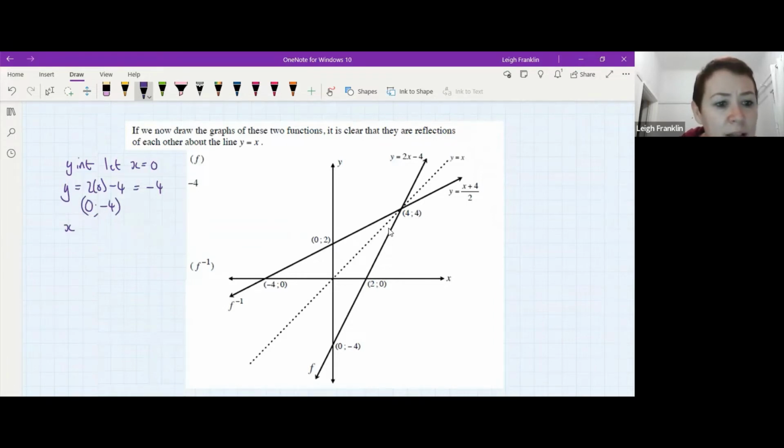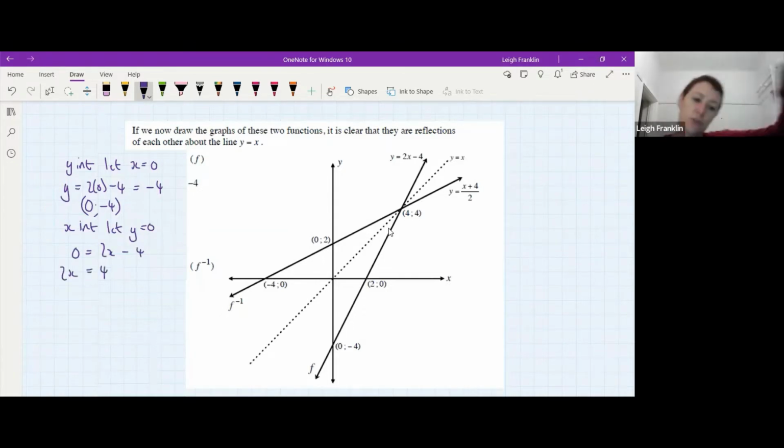Our x-intercept, where we would let y be equal to 0, we would say 0 equals 2x minus 4. I can take my 2x over to the other side. Does it make sense that I've got that? Again, if I took the 4 over, both of them would be positive on opposite sides of the equal sign. Divide both sides by 2, and x would be equal to 2. So the coordinates at the x-intercept would be 2 and 0.